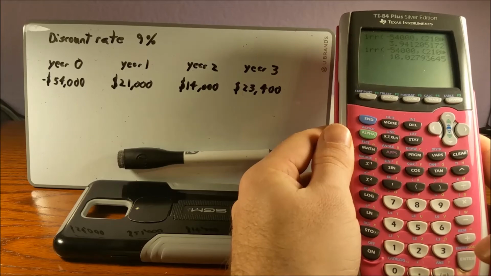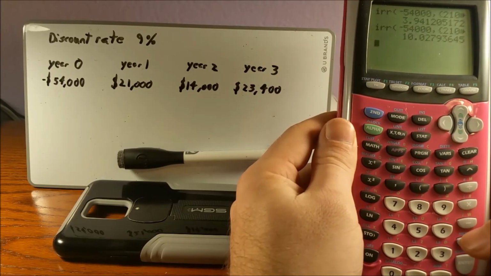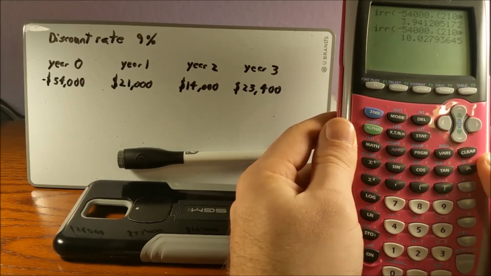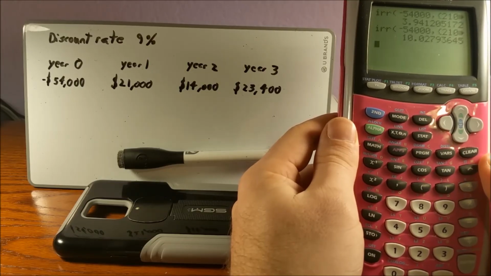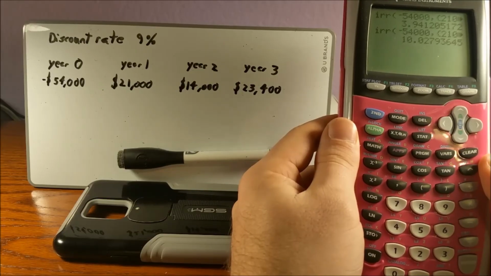Or actually 10.03 because of the 7 there, right? All right, so what does that mean? Well, that means that the IRR now is greater than the required rate of return, so that would be a profitable project to take.